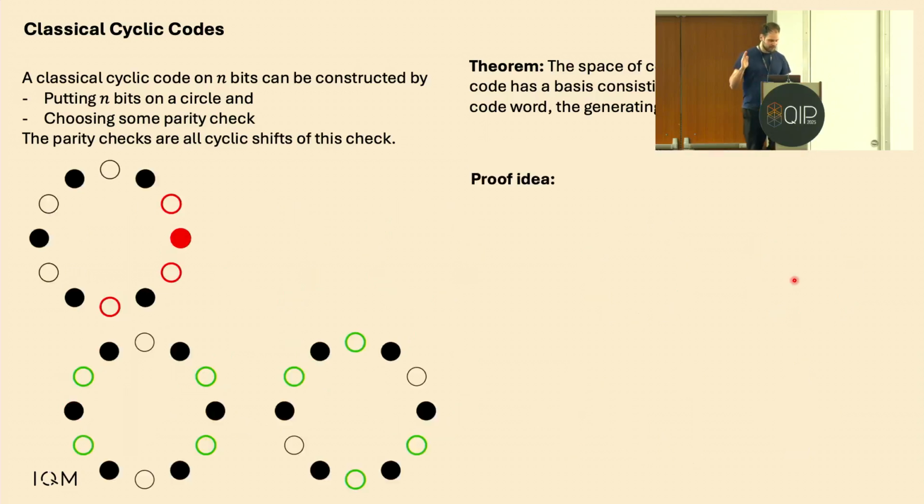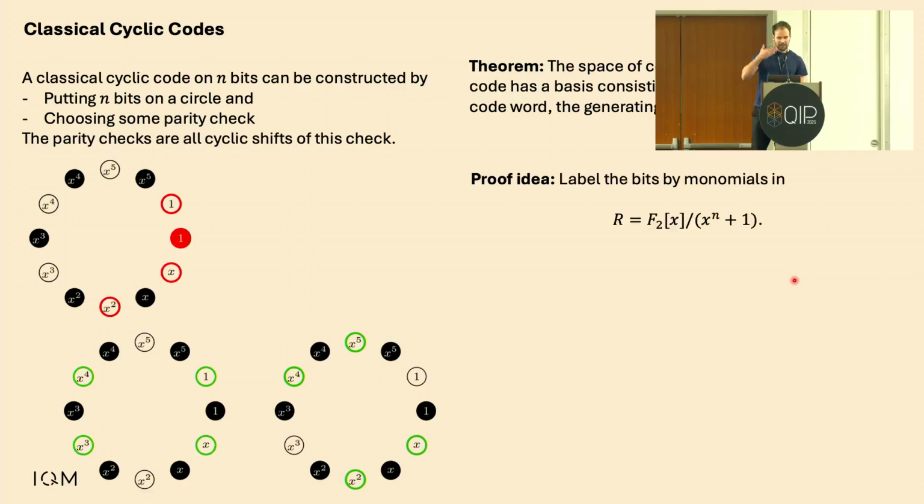And to be prepared for algebraic arguments we will see later, I want to very quickly give you the proof idea of this. And the proof idea is by translating everything to algebra. So we want to translate everything to algebra, and we do that by putting monomials on each of the bits. And it turns out that this ring, where we identify x to the n with 1, has exactly as many monomials as we need, namely n.